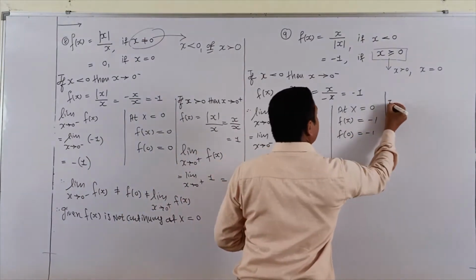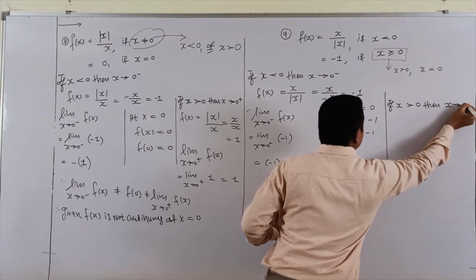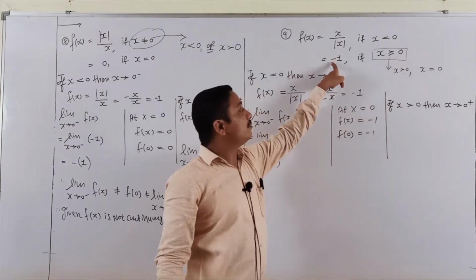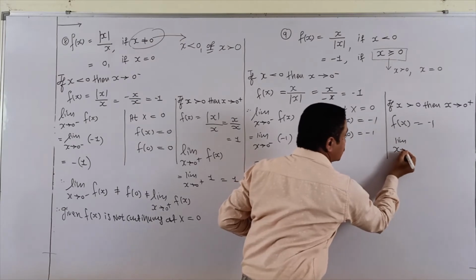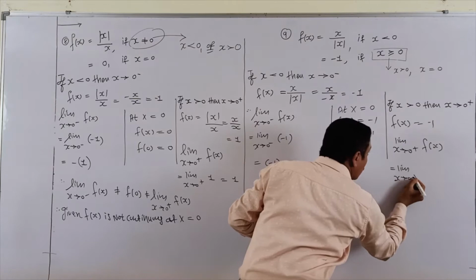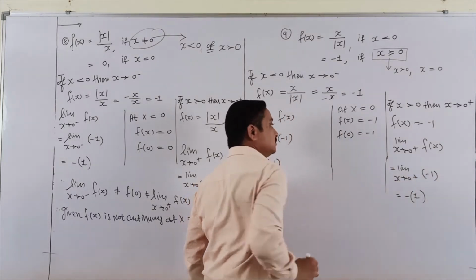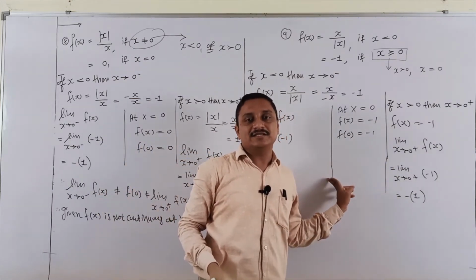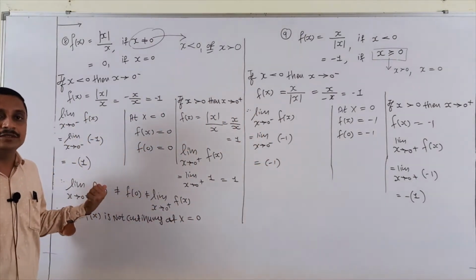Now, if x is more than 0, then x tends to 0 positive. For more than 0, it is the same function. Yes, so the limit as x tends to 0 plus of f(x), the value is -1. Finally, you are getting -1. Now check, are all the same? Yes. This answer is a continuous function.